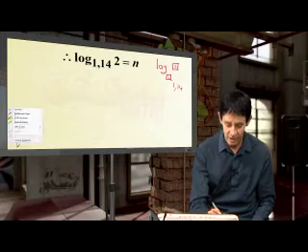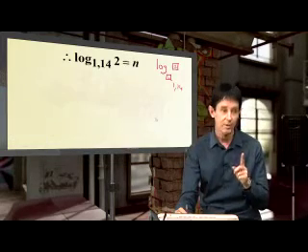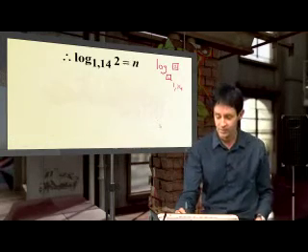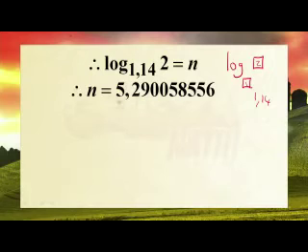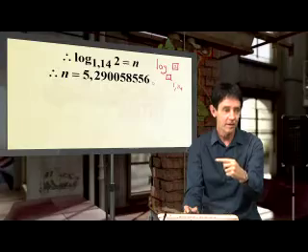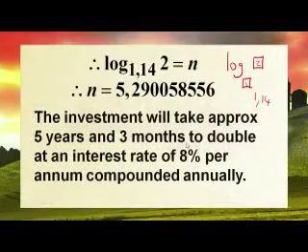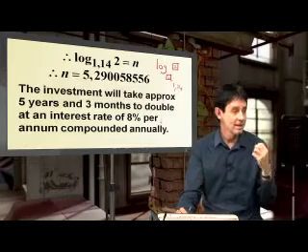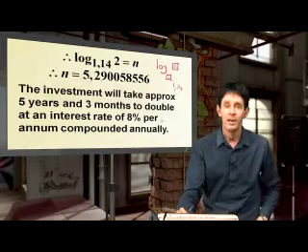It does this for you, and it'll tell you how long it'll take for your money to double at an interest rate of 14%. Now look at that. This is not too bad. It's 5 comma something. Now if you take the decimal 0.290058556, you multiply by 12, that will give you the number of months. So Amanda, check this out. It will take approximately 5 years and 3 months for the money to double at this interest rate. Can you see how important this is? What a pleasure.